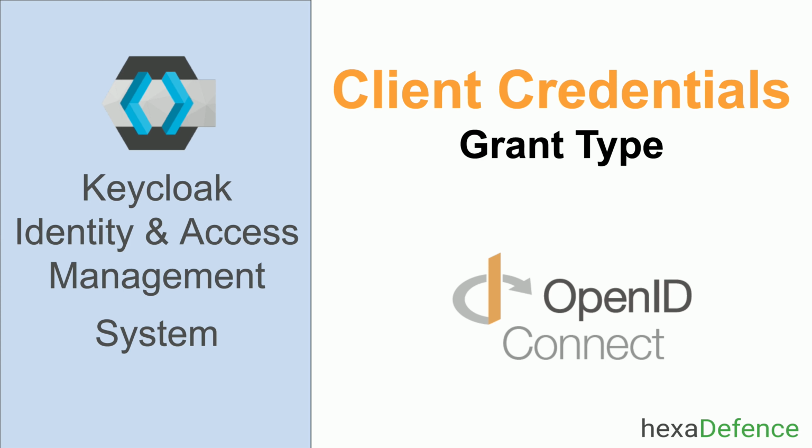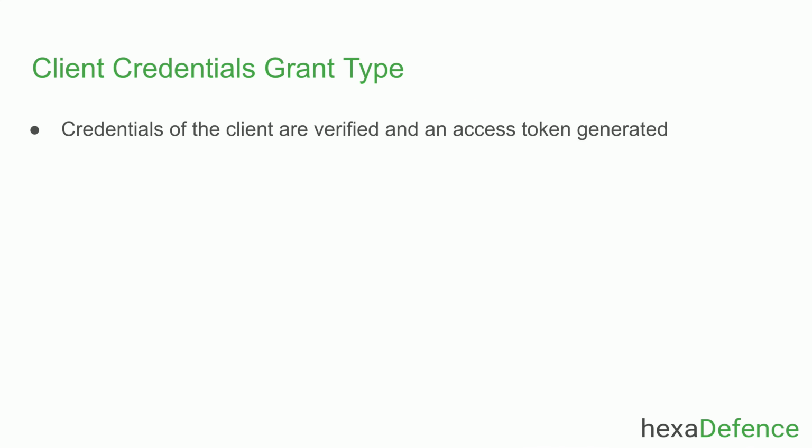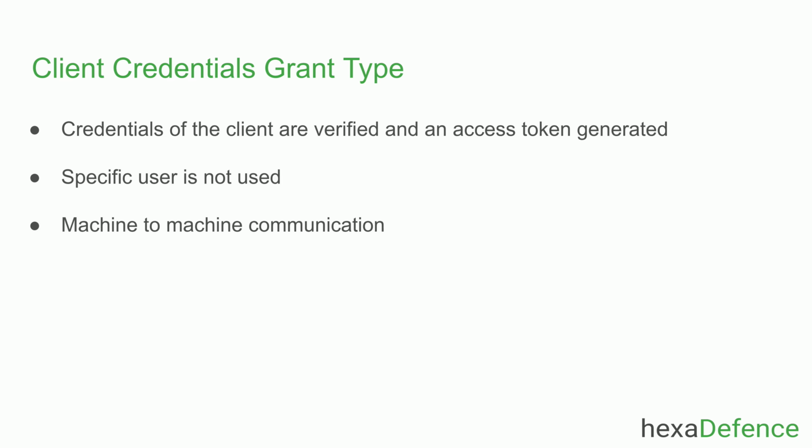Hello everyone, let's understand what is OpenID Connect client credentials grant type. In this grant type, client credentials are verified and an access token is generated. Unlike other grant types, a specific user is not associated, and this grant type is used for scenarios like machine to machine or application to application communication, where a user account is not necessary.